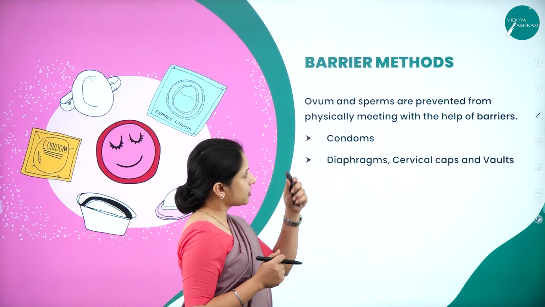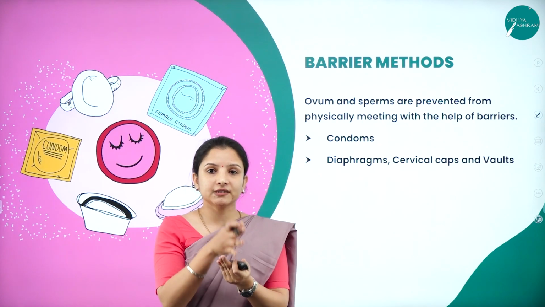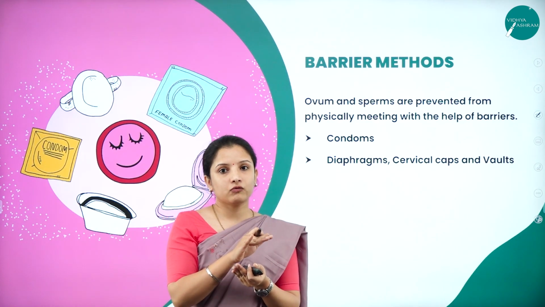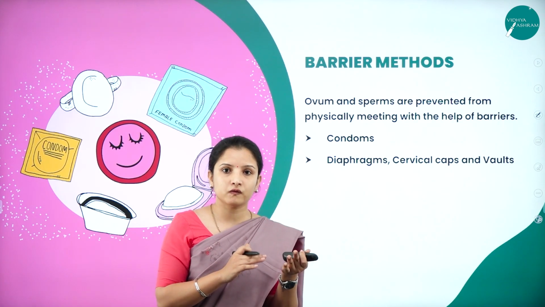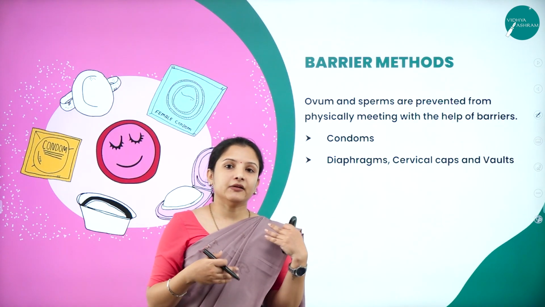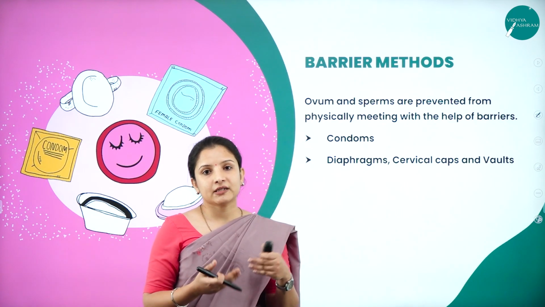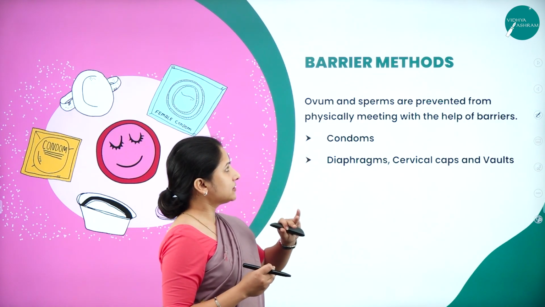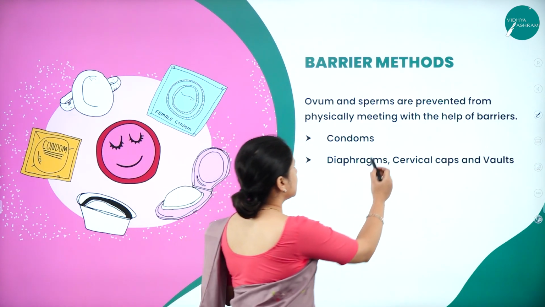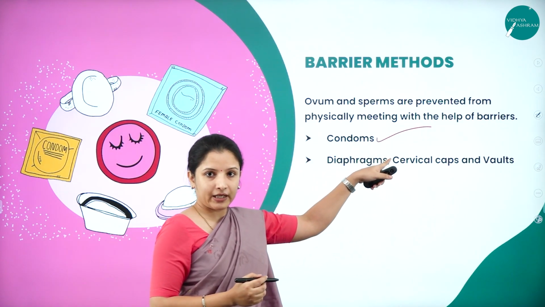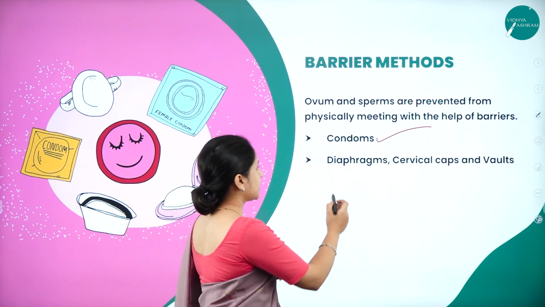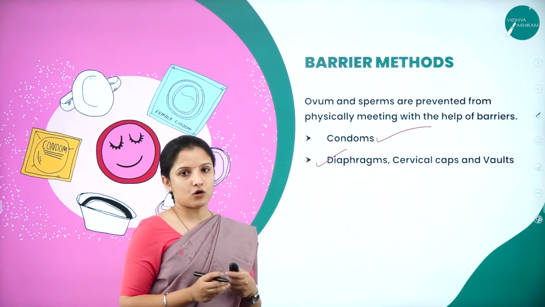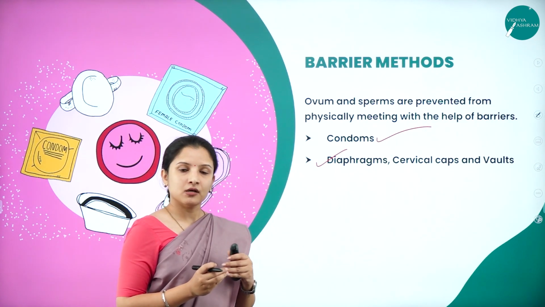Next we'll move on to the barrier methods. In the barrier method, you are creating a physical barrier to prevent the sperm from meeting the ovum. If the sperm is not able to meet the ovum, then fertilization will not take place, and if fertilization doesn't take place, the fetus will not develop, or in other words, the woman will not become pregnant. Under barrier methods, the male can use a condom, and the female can use diaphragms, cervical caps, and also vaults.